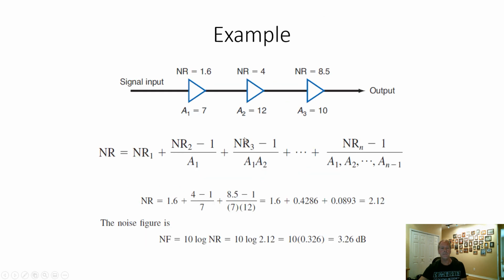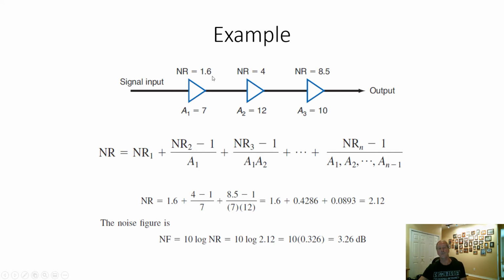An example is if you have noise ratios of 1.6, then 4, and 8.5 for these cascaded amplifiers, and 7, 12, and 10 are the power gains. Running it through this formula, you get 1.6, that's the first one, plus 4 minus 1 over 7. 4 minus 1 is NR2 minus 1, divided by 7 of the first, and so on. You end up with an overall of 2.12. Notice the first one was 1.6. That's a big percentage of that 2.12, showing that the first one makes the biggest difference, the biggest contributor.